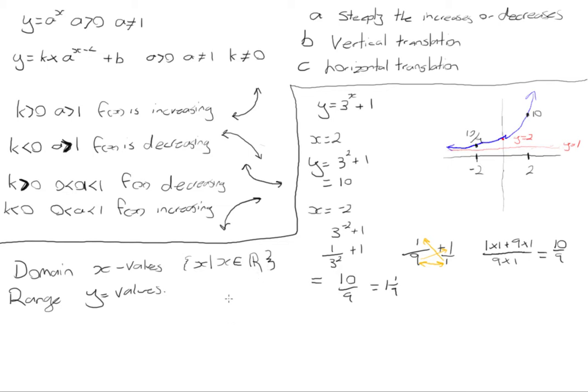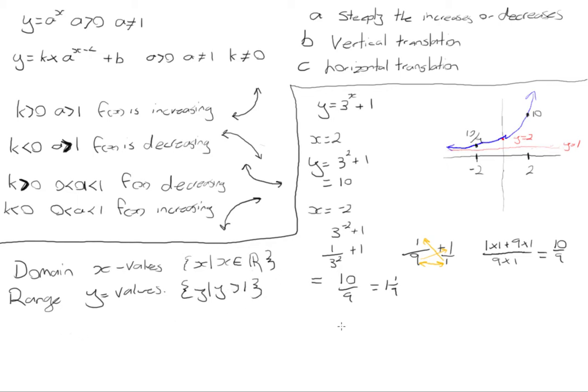So what about the range for y? In this case, y can't be anything less than 1, and it also can't be equal to 1. We know that it can't be equal to 1, and it can't be less than 1. So it's always going to be greater than 1. And that's our domain and range.